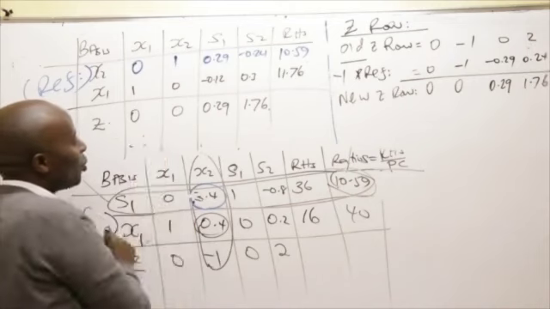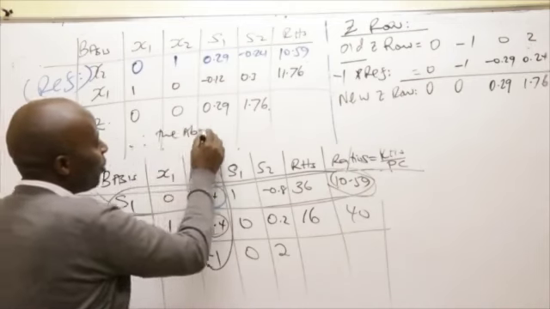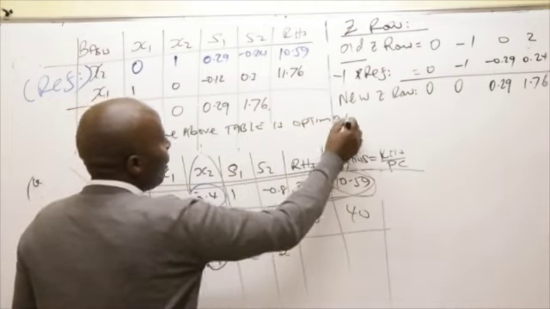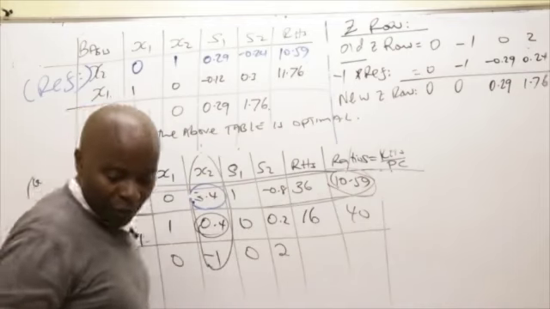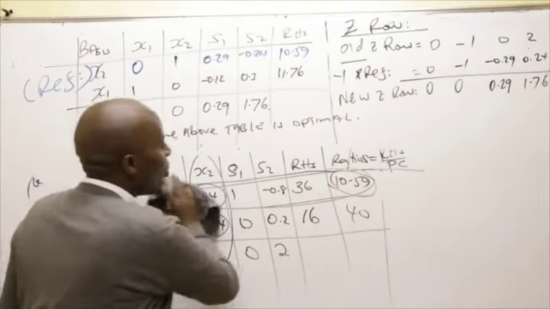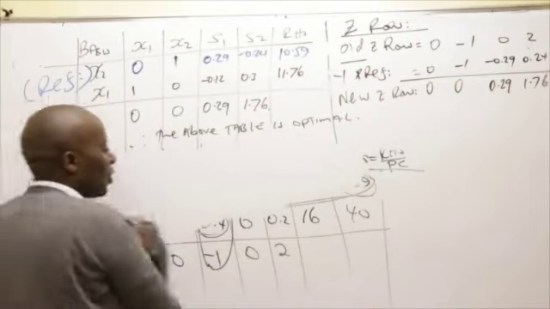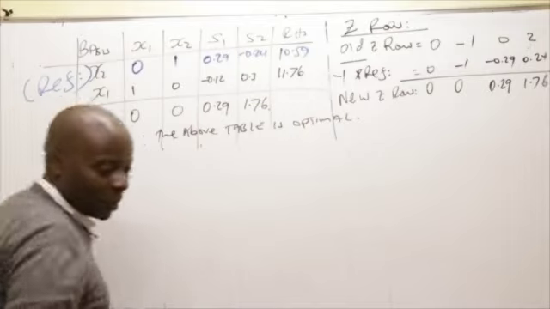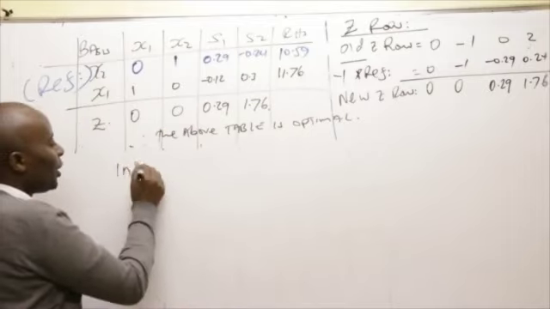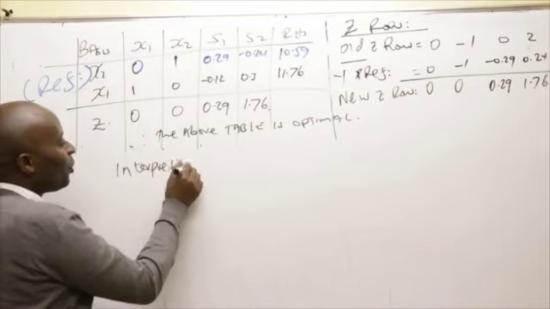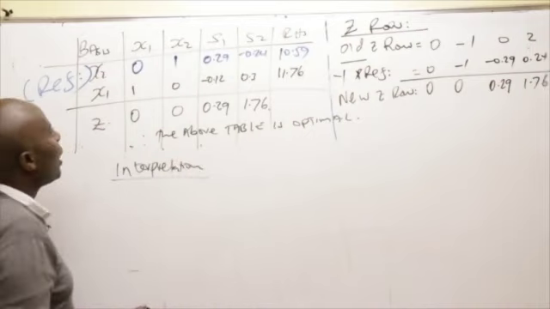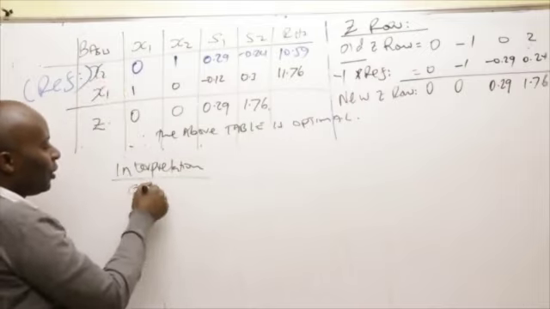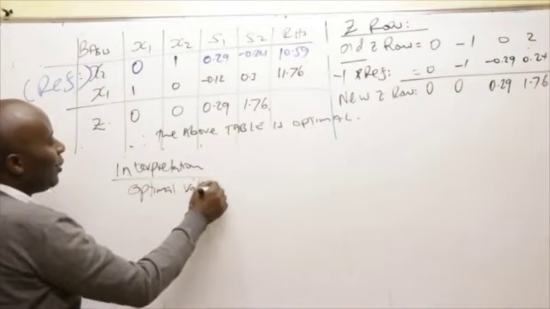And therefore, as Alex told us, the above table is optimal. And if it is optimal, ladies and gentlemen, what do we do? We go to the interpretation stage. Interpretation will come and look at this table very well and give us the optimal values.